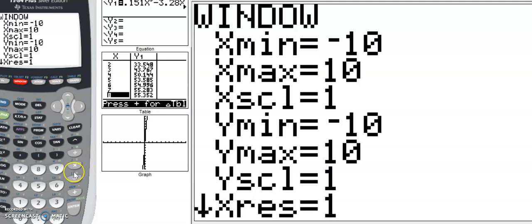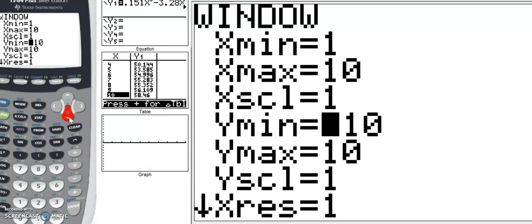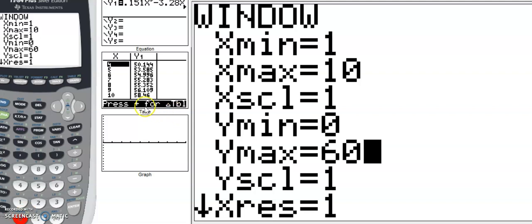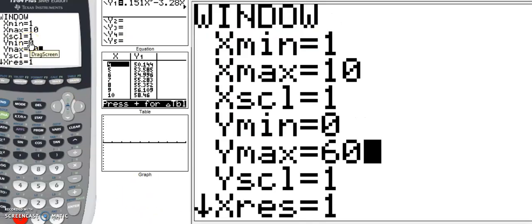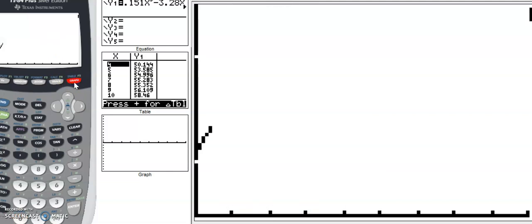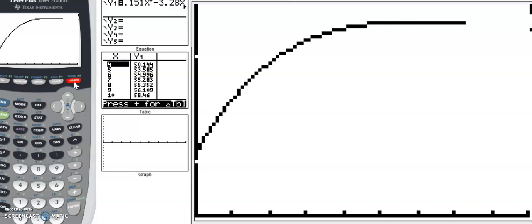So I'm going to adjust my window. I know my x min, I want 1, and my x max, I want 10, because the problem told me that. For my y min, I'm just going to put 0. And my y max, I'm going to put 60. The reason why I'm going to put 60 is because, remember, at 10, it was 58, or 58.46. So I want to be just a little bit above that so that I can actually see what is happening. Also keep in mind, what does y represent? Remember, y is the number of vehicles in thousands, okay? So putting y min at 0 is fine because we can't have a negative amount of vehicles. Okay, so now if I hit graph, this is what I see.